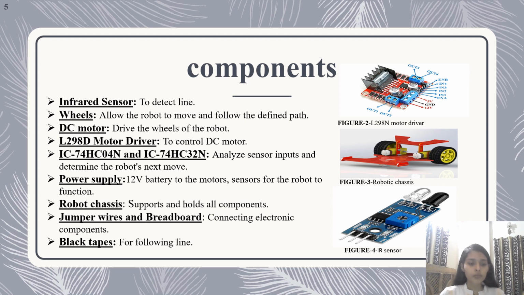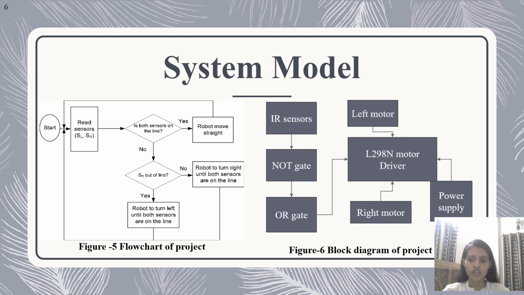Here, black tape is used for the line and gives the sense to the sensor. Jumper wires are used for connecting electronic components together, and breadboard is used to construct the circuit. System model of this project.